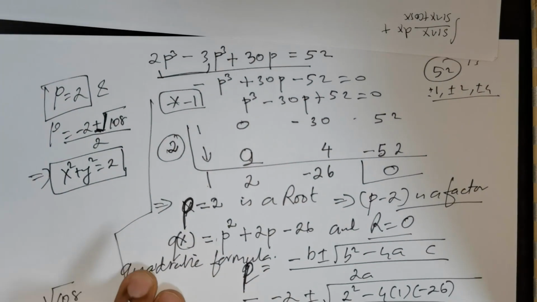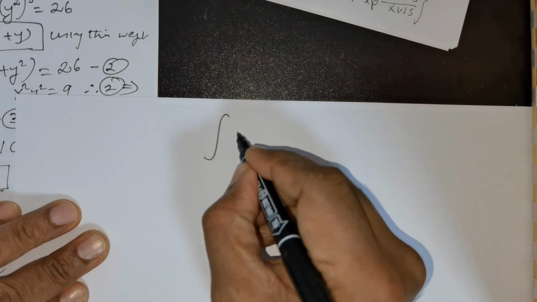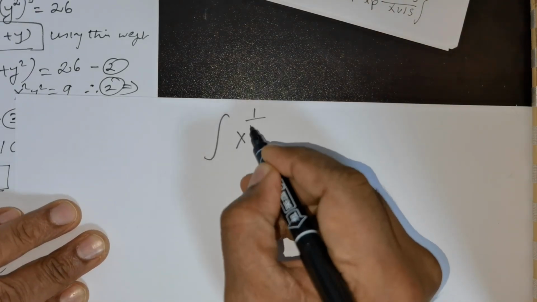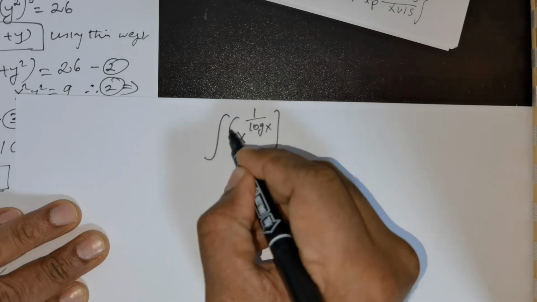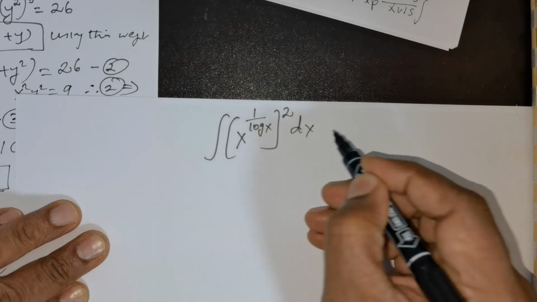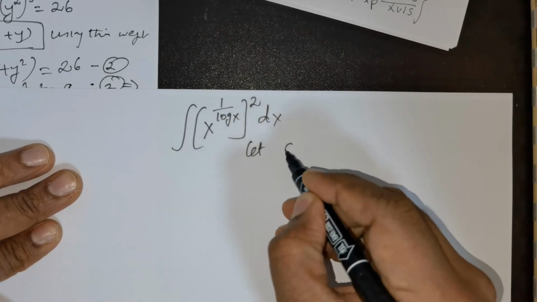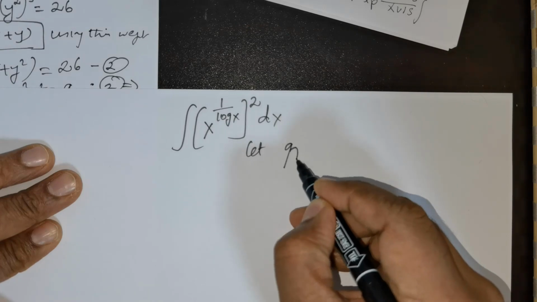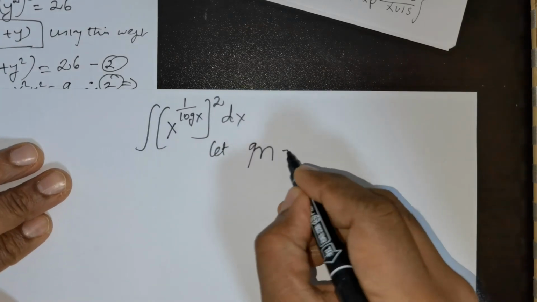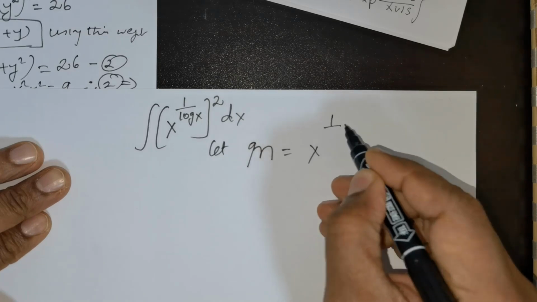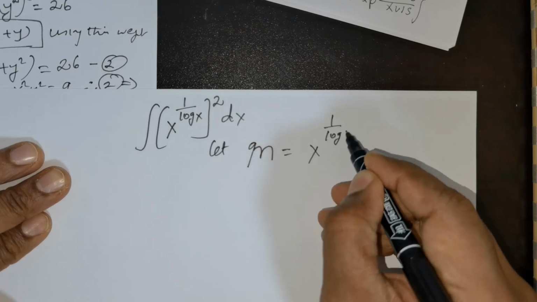So let me go back. I'm going to show you how to integrate this. We are expected to integrate x raised to the power of 1 over log x, raised to the power of 2, times dx. Now let me consider some variable. I have taken p and q, so I'm going to consider m. Let m be equal to x raised to the power of 1 over log x.